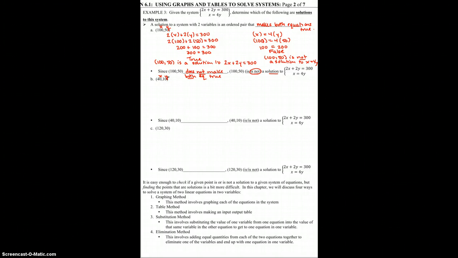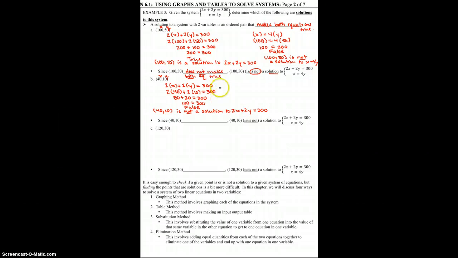So again, keeping in mind that this is an x, y. So let's try our first equation again, remembering to put parentheses around each variable before we substitute. So we're going to get 2 times 40 plus 2 times 10. So we get 80 plus 20. So we're going to get 100 equals 300, which is false. So this tells us that the ordered pair 40, 10 is not a solution to this equation, to 2x plus 2y equals 300.